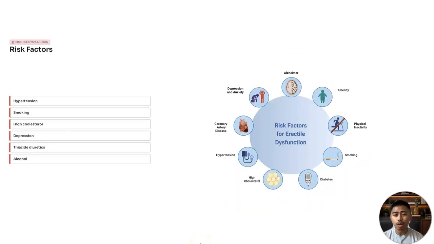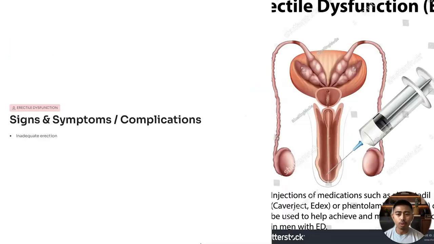So some of the risk factors for this are going to be hypertension, smoking, high cholesterol, depression, diuretics, alcohol, and a slew of other medications like ADHD meds. For erectile dysfunction, all you'll really see is the inability to maintain or have an erection.